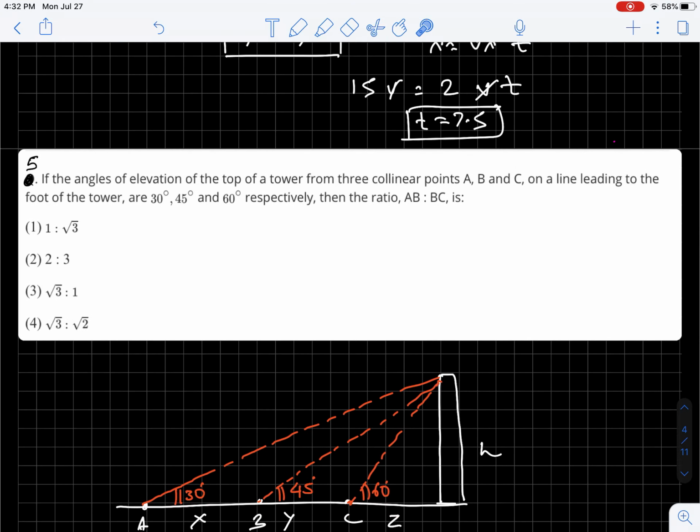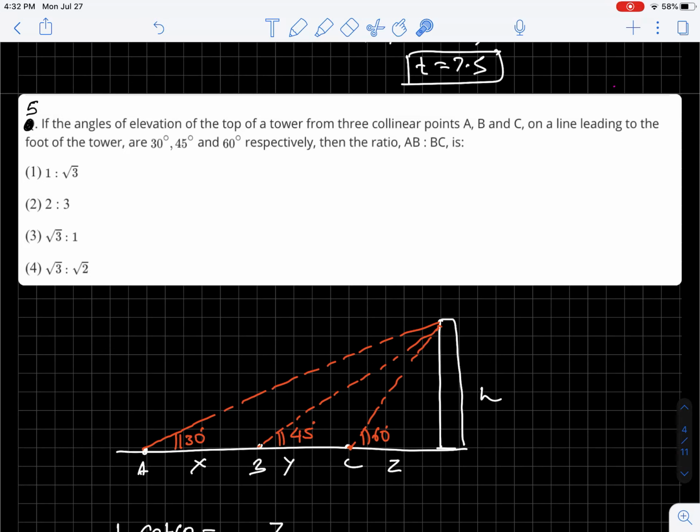Okay. Now there is one more question. There are 3 points of observation. You are observing, see here, one tower of height h, from some distance. The initial angle of elevation is 30 degrees. You move forward by distance x, and now the angle of elevation is 45 degrees. Now you move further by y, and the angle of elevation is 60 degrees. And if you reach c, then you can say this distance is x, this distance is y, and this distance is z.